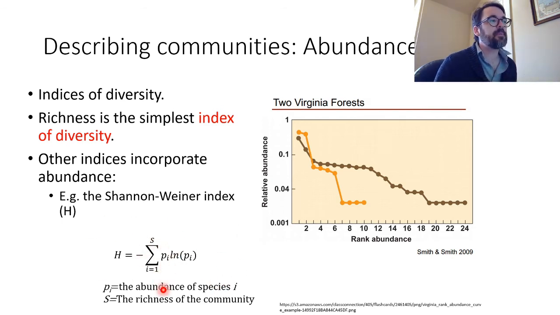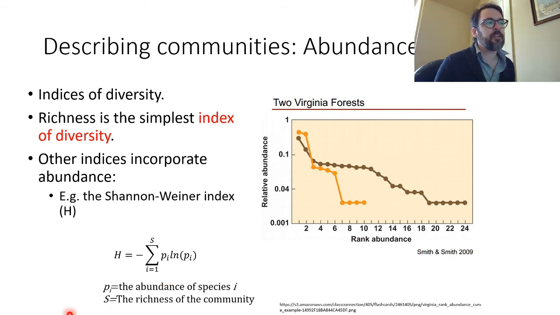So the idea is that p_i is the abundance of species i, and then S is the species richness. So you literally take the abundance times the log abundance and sum this up across every species in the community and make it negative, and that's the Shannon-Wiener index. So what this does is it gives you a single number like richness, but those numbers now will be different depending on the abundance of the communities.